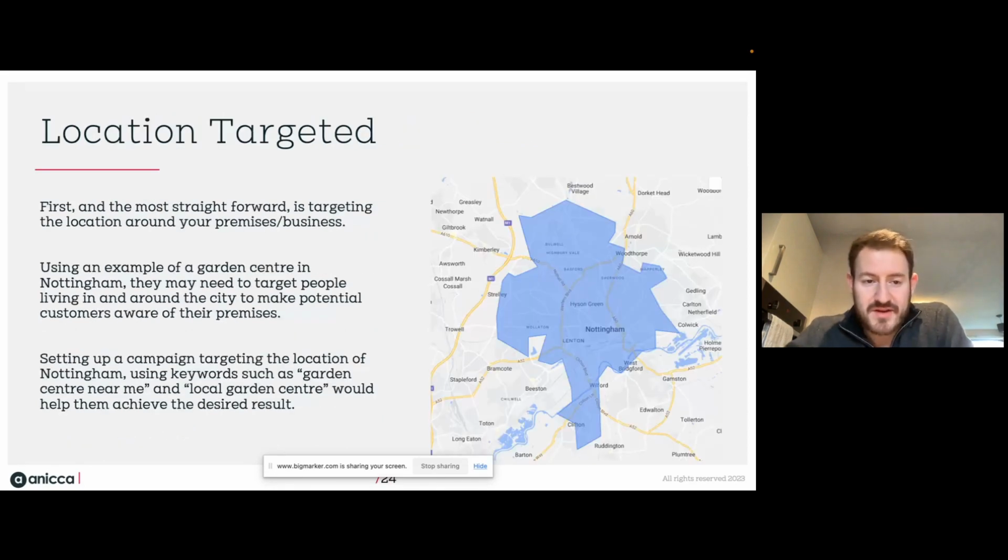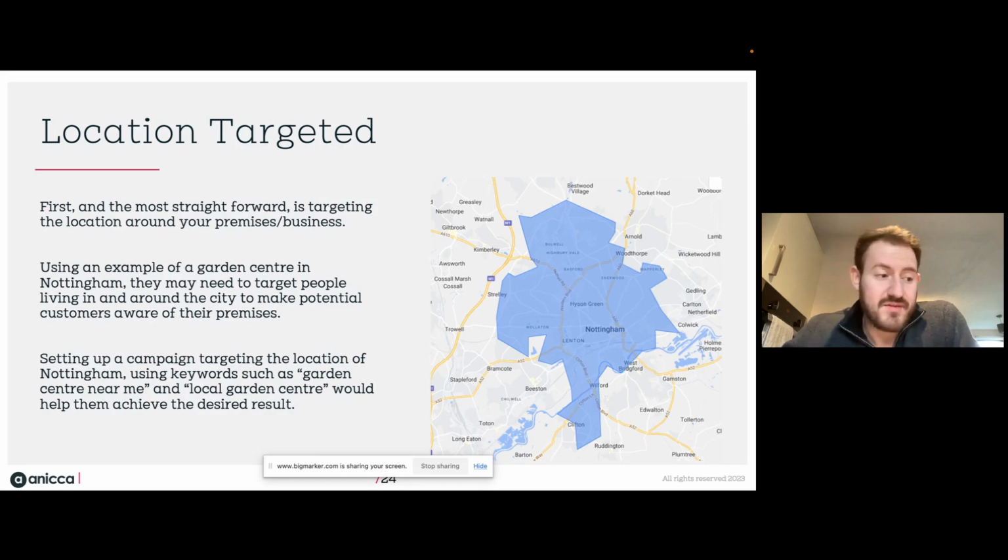So first and foremost, the most straightforward type of targeting is targeting the location around your premises or business. Again, pretty sure you're getting to grips with the fact that I like using Nottingham as an example. But if you take a garden centre in Nottingham, they might need to target people living in and around the city to make potential customers aware of their premises, aware of the business.